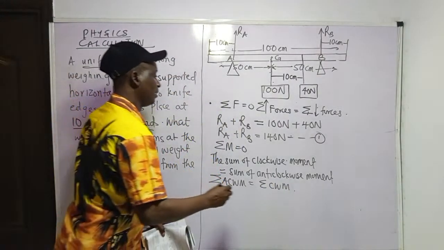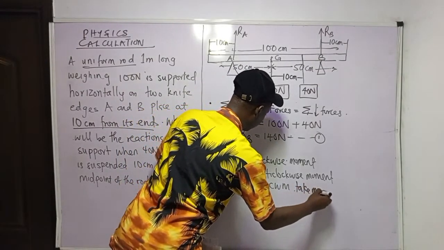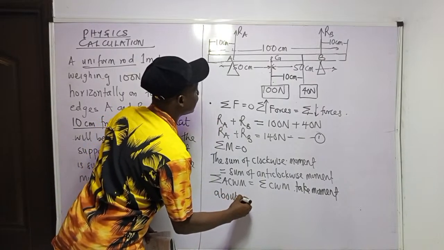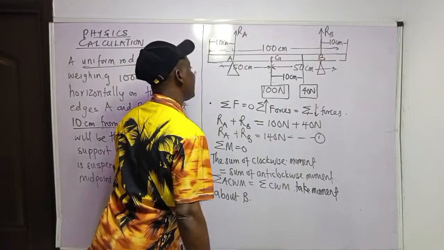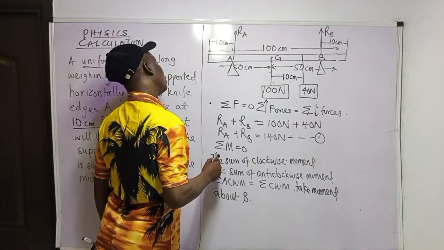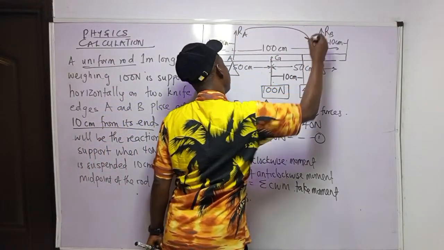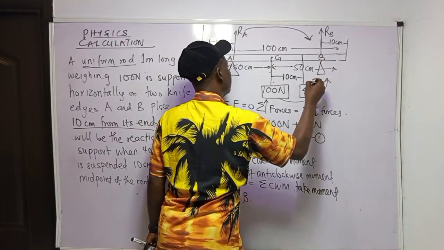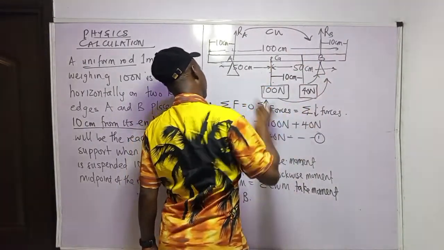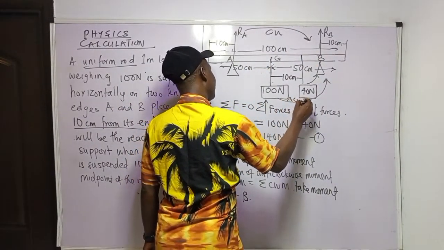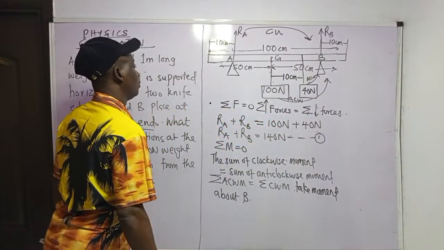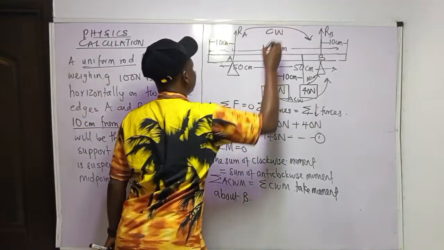So let's take moment about B. If you take moment about B, then the reaction RB will be equal to 0. So this one will go there, this one will come here. How many clockwise moments do you have? This is clockwise. This is anti-clockwise, and this is also anti-clockwise. So we now have two anti-clockwise and one clockwise.